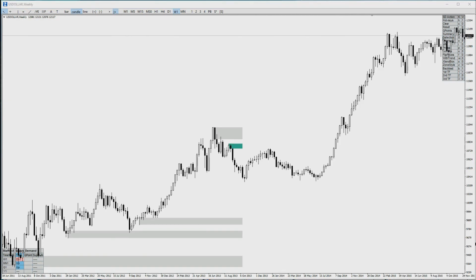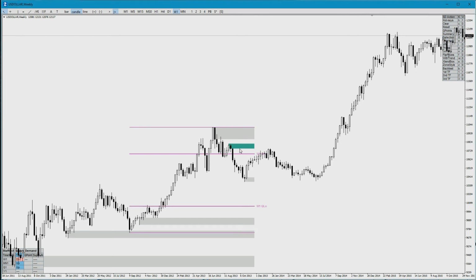Next is letter W. Letter W stands for with trend. Pretty simple, this one. This hotkey will exclude any zones that are against the trend. So here we have a strong zone, but it is against the trend. Pressing letter W will actually take it out.